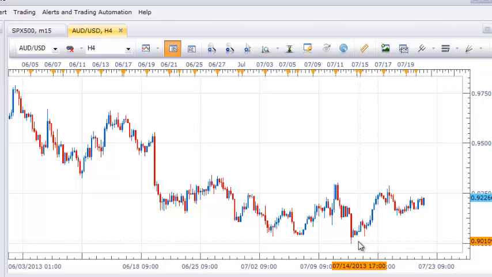And the reason is we've tested that level a number of times. So if it can validate in that area, I think there's a good chance that we at least retest the middle of the range. That may require holding on for a day or two. So that is the only long scenario I'm looking for.